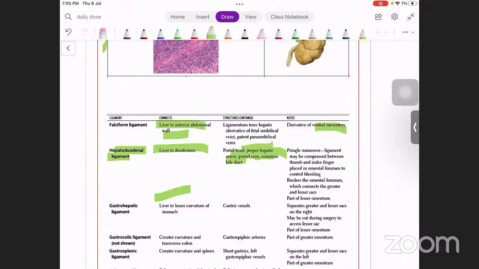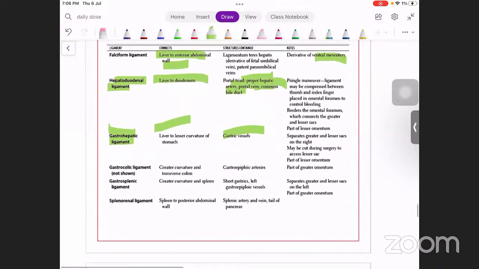What maneuver may you use to compress this ligament? The Pringle maneuver. During the Pringle maneuver, you compress the hepatoduodenal ligament, which is placed on the omental foramen, to control bleeding. Apart from that, the gastrohepatic ligament runs from the lesser curvature of the stomach to the liver and contains gastric vessels. Then you have the gastrocolic ligament, from the stomach to the transverse colon; the gastrosplenic ligament, from the stomach to the spleen; and the splenorenal ligament, from the spleen to the kidney or posterior abdominal wall.